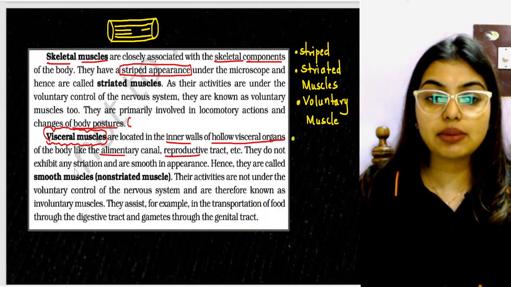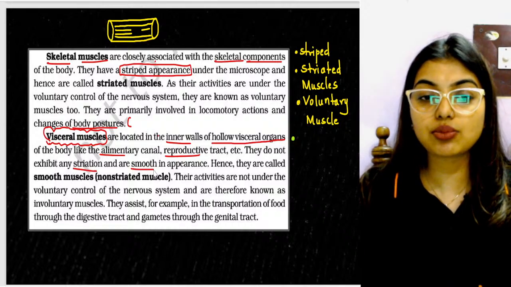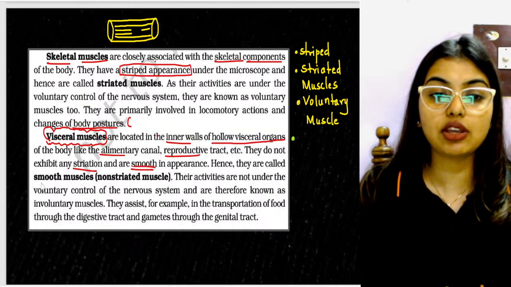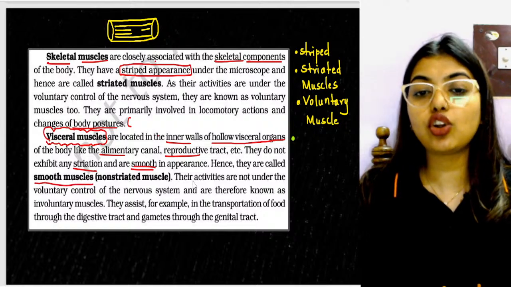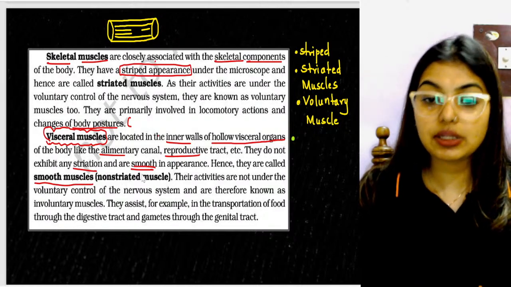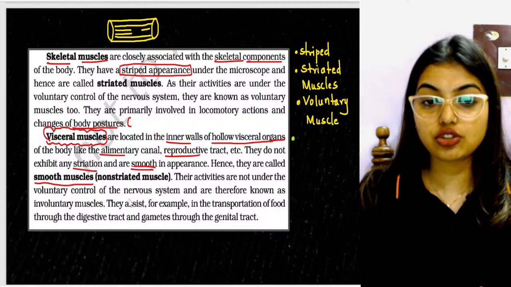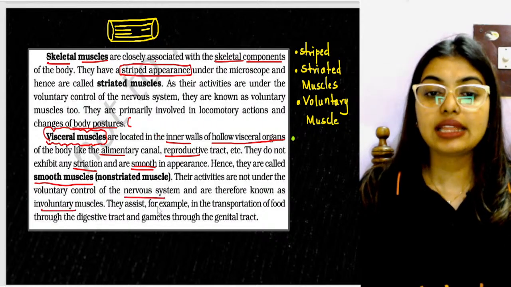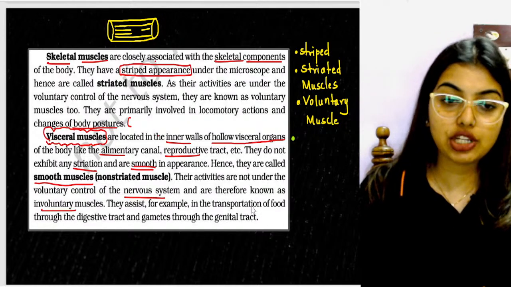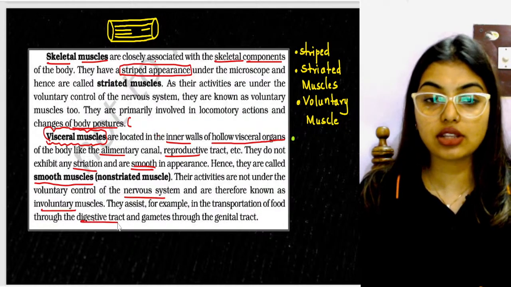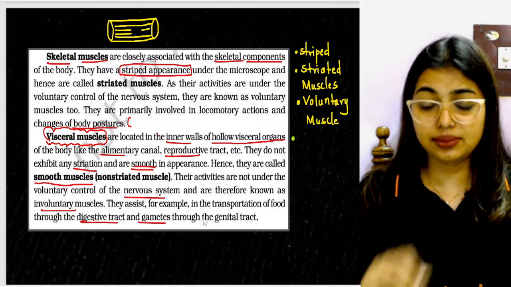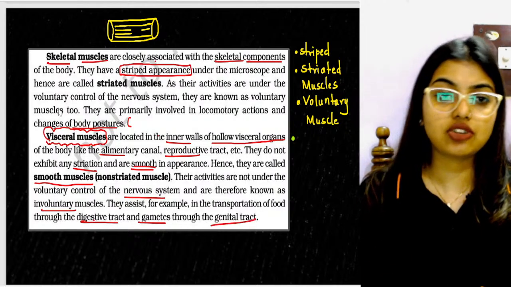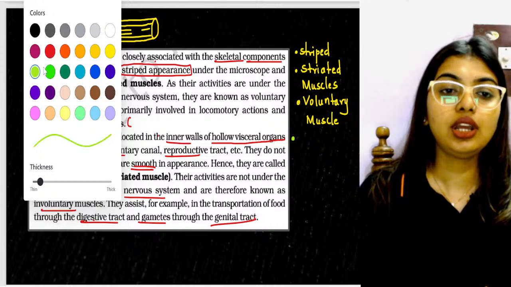They do not exhibit any striations and are smooth in appearance, so can hence be called smooth muscles or non-striated muscles. Their activities are not under the voluntary control of the nervous system and are therefore known as involuntary muscles. They assist, for example, in transportation of food through the digestive tract, and gametes through the genital tract. So here, what did they say?